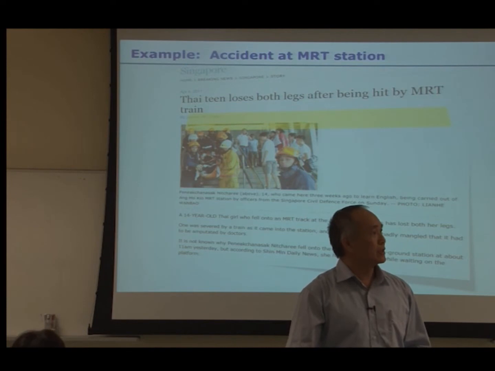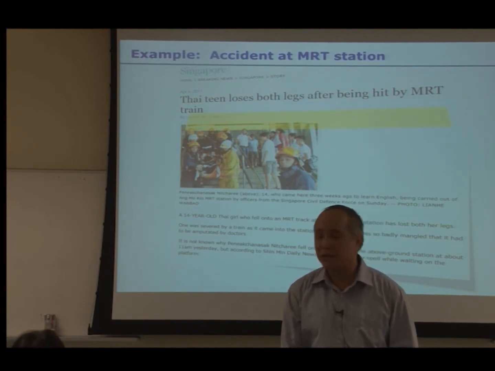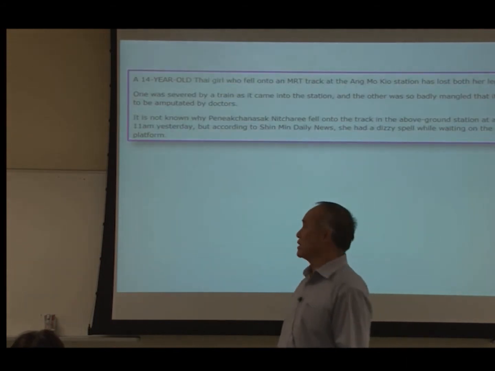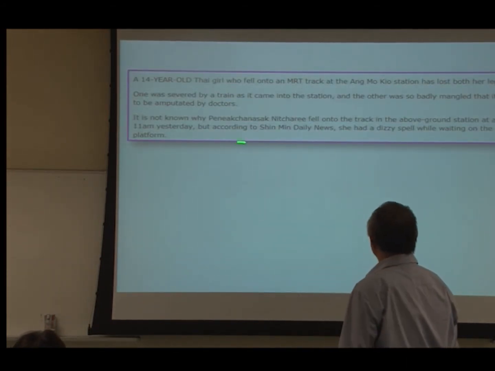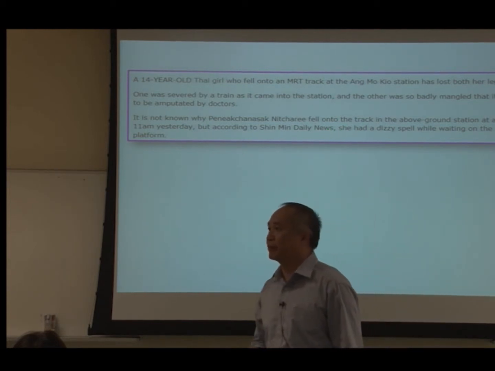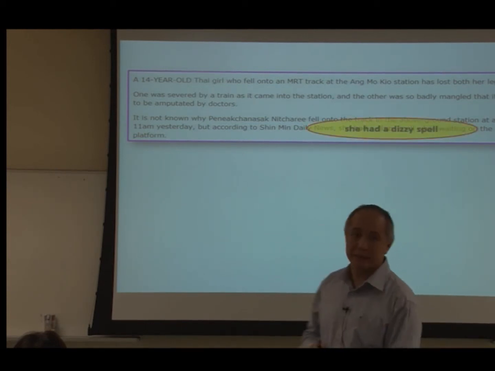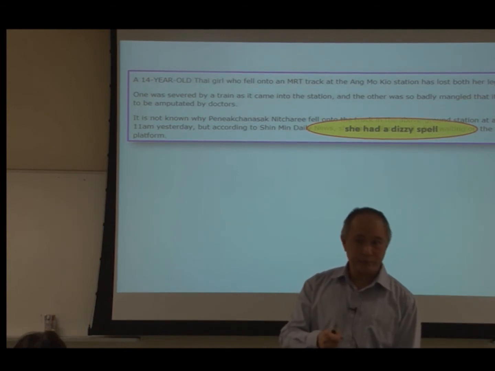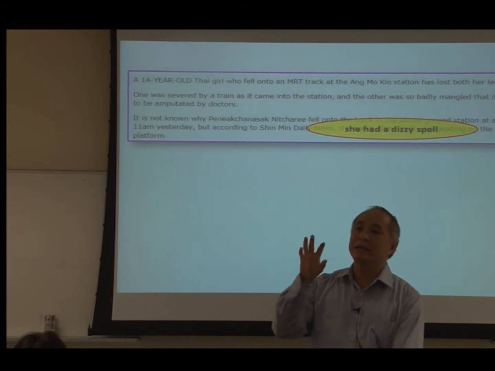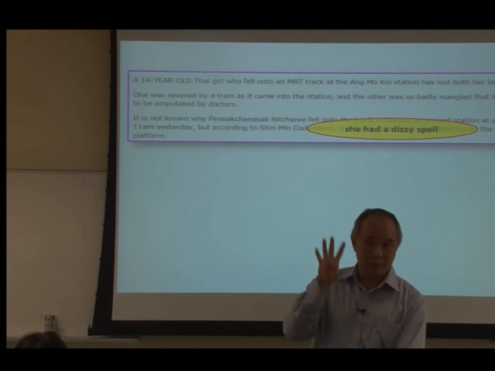A Thai teenage student lost both her legs after she was hit by an MRT train. Apparently what happened was that when she was interviewed, she claimed that she fell onto the track because she had a dizzy spell. Yes, those were her words. Okay, this happened during that time, and this is a 14-year-old girl.